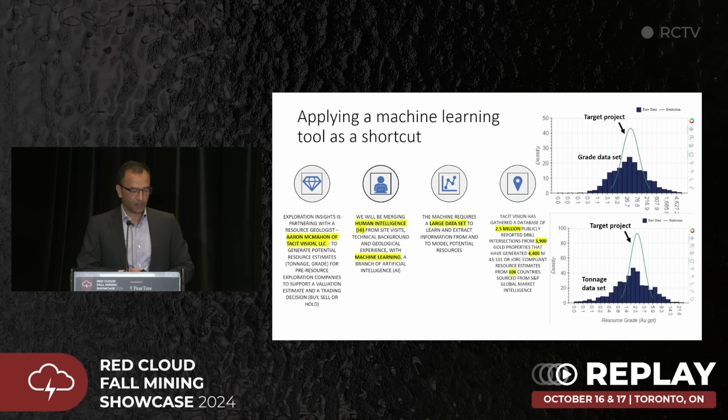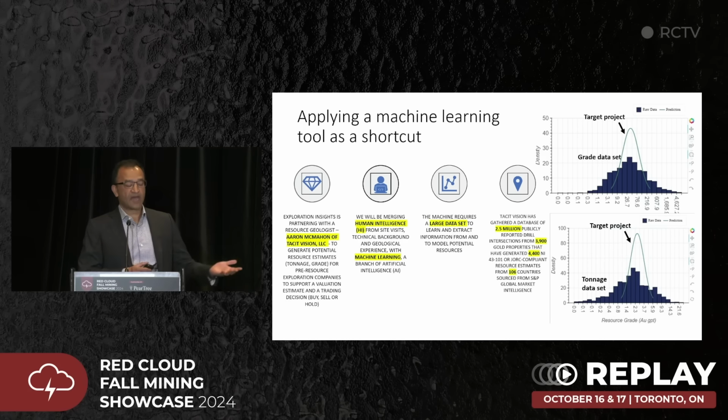So what are we doing? I got to know this guy from Denver, Aaron McMahon from Tacit Vision. He worked for RCF modeling resources, and that's what he did for a living. And after he'd modeled hundreds of them, he decided there's got to be a way to do this quicker. So given his computer background, he started producing a machine learning tool.